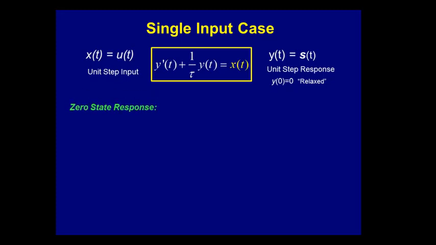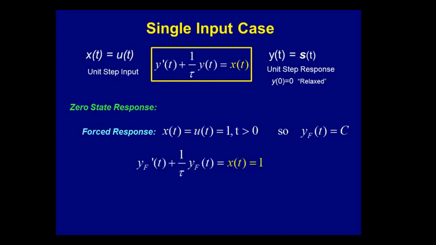Forced response for a unit step is, in terms of t greater than 0, my input is a constant, so my output response is a constant as well. We're going to plug the constant into that differential equation. For t greater than 0 the input is 1, and the first derivative of the constant is 0, so 1 over tau times the constant equals 1, so c must be tau. Handy. This should be mostly review at this point, but if anything's not clicking, now's the time to ask.